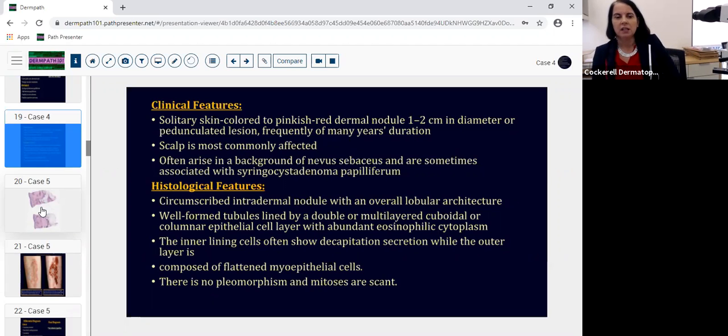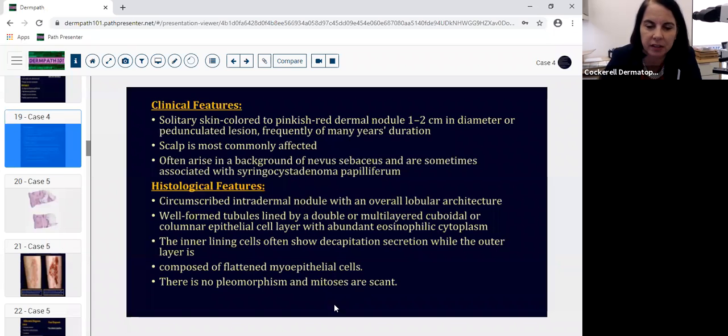Histologic features: circumscribed intradermal nodules with an overall lobular architecture. There are well-formed tubules lined by the double layer. It was very difficult in that slide to see the myoepithelial layer, but typically you will see cells that are smaller and more oval in appearance at the base of those ducts, and those are the more flattened myoepithelial cells. Here we didn't see much pleomorphism. Now you can see mitoses, but this did not have a very high mitotic rate, which confirmed the benign nature of the process.